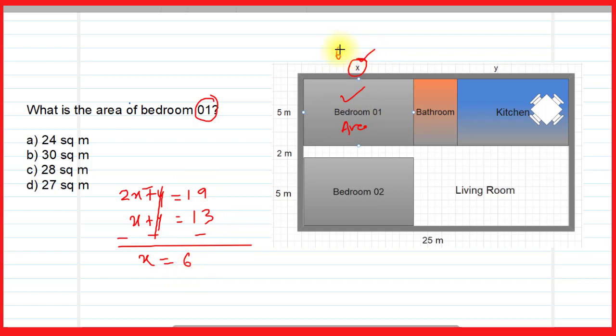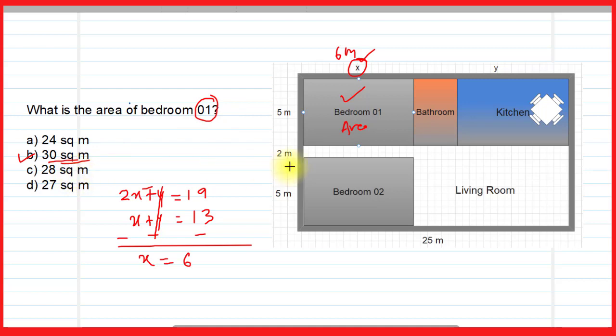So here you have got x as 6 meter, and therefore now we can find the area of bedroom 1, that is 6 into 5, length into breadth, that is 6 5s are 30, and therefore the B option is the correct option, that is the area of bedroom 1 is 30 square meter.